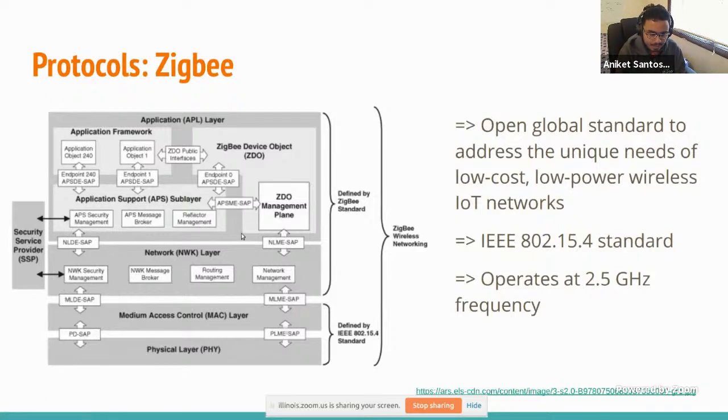And there are different layers on top of it, like the network layer and application layer, so that we achieve end-to-end low power, low cost communication between these devices. So that's Zigbee for you. And again, it operates at 2.5 gigahertz frequency.